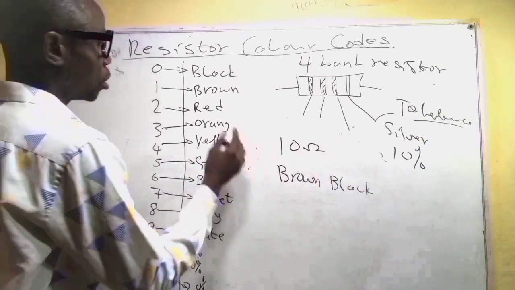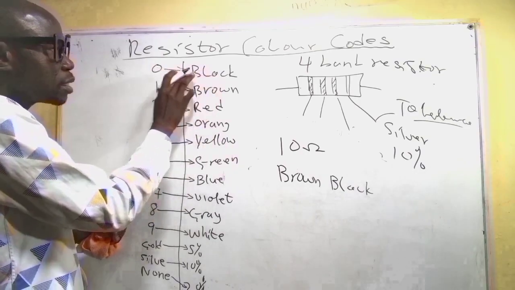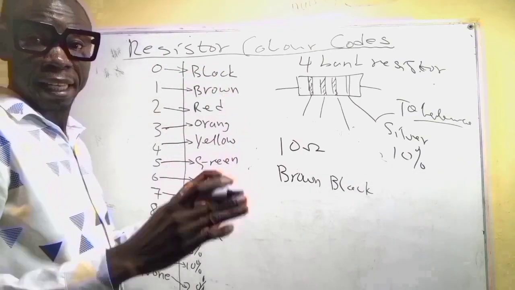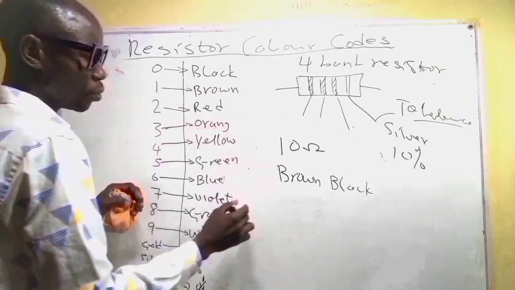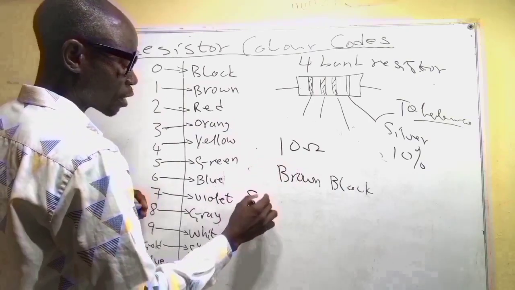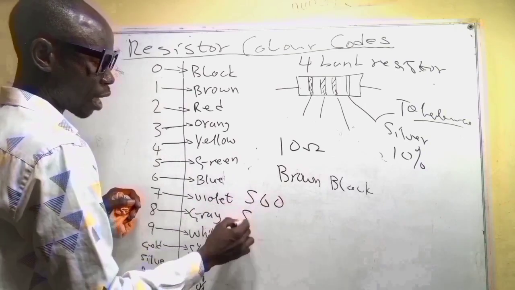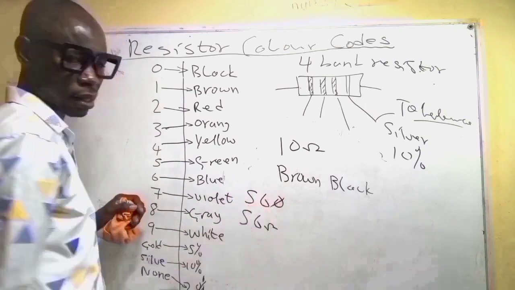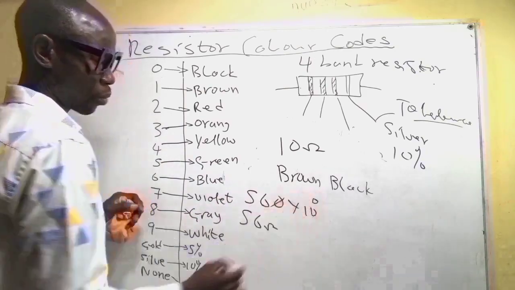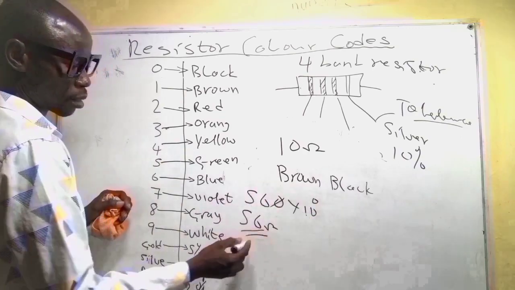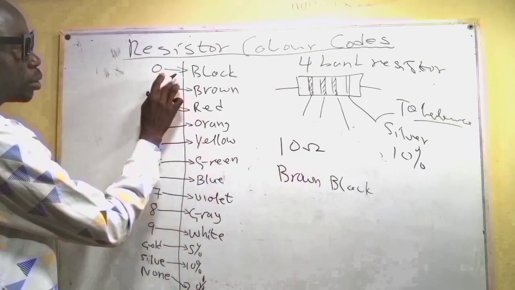Okay, you remember, as I said, when you say 0 as a third band, we don't write it, we cancel it. So if it is 5 6 0 and it is green, blue, black, it will be 56 ohms. You cancel this. Or it will be 56 times 10 to the power 0. And 10 to the power 0 is the same as this. So here, it will be black again.